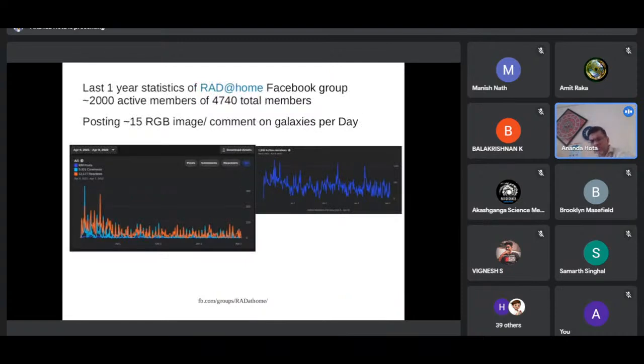So these are the statistics, 1 year of statistics of our Facebook group. Soon after this process description, so that you can be directly benefited, I will go to the science part. You can see how many posts have been made, how many comments, how many active members, reactions, like, love, etc., over 1 year, April 2021 to April 2022. What do you see? There are nearly 2,000 active members from this nearly 5,000 member group. They post on average 15 RGB images or comments on galaxies per day.